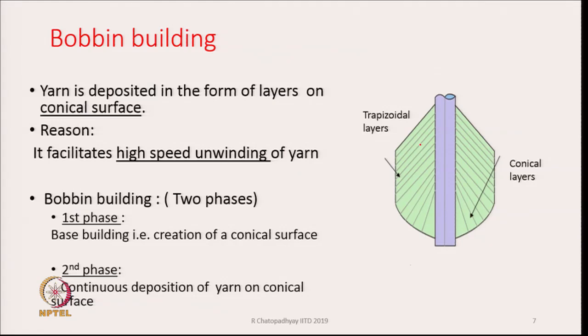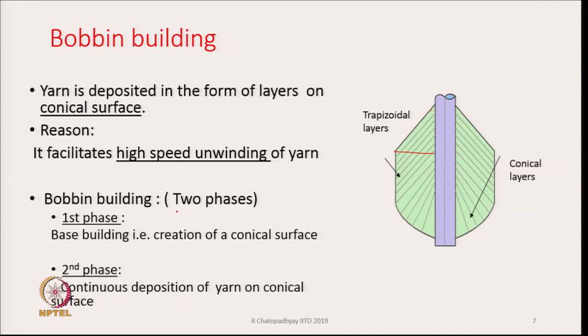That is why the conical nature of the surface, like you see from here, this is the conical. So, initially we quickly try to build a conical surface on which the rest of the layers will be laid, starting from the bottom of the bobbin to the top part of the bobbin. The reason is high speed unwinding.